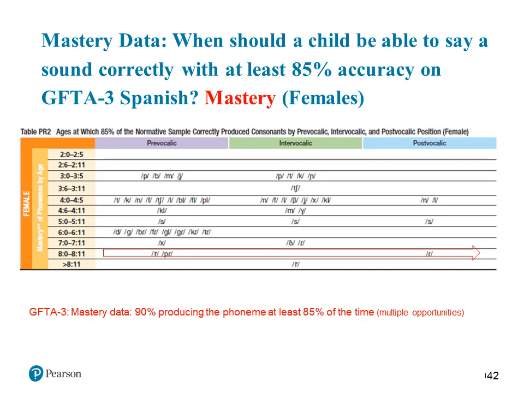Here's the mastery data. When should a child be able to say a sound correctly with at least 85% accuracy? So we're going to look at table PR2, which shows mastery data for females. And if you look down to the 8 to 8.11 age band, you're going to see the red arrow highlighting when the trill R should be mastered in the prevocalic position.